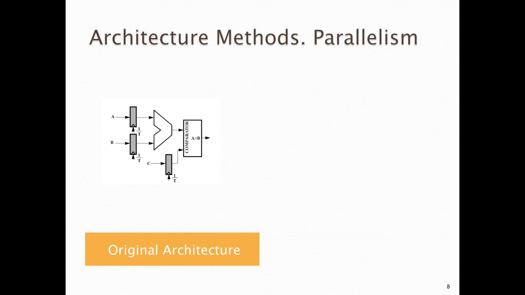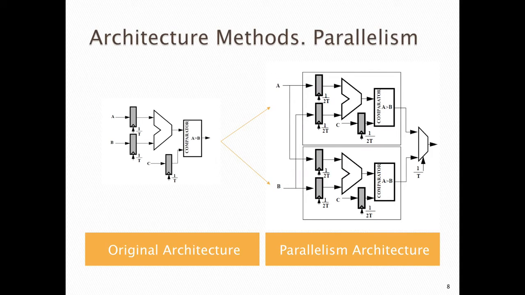Parallelism consists in duplicating the original circuit, halving the clock frequency and adding a multiplexer at the output. This multiplexer works at the same frequency as in the original circuit.